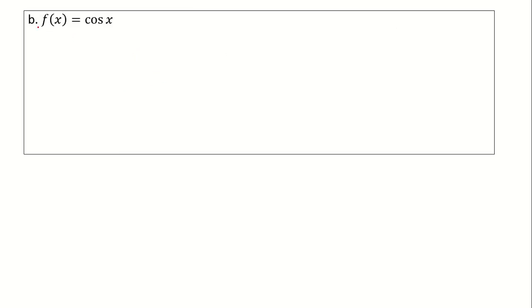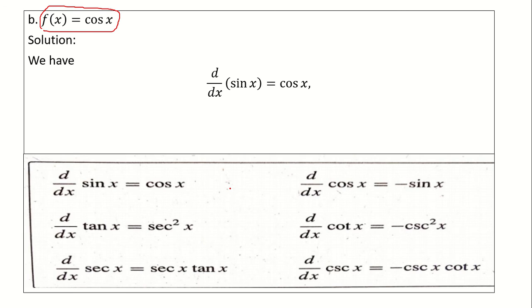Okay, so let's have example letter B. Small f of x is equal to cosine x. So, ngayon, maghahanap tayo ng function na kung saan kapag kinuha natin yung derivative niya, ang lalabas ay cosine x. So let's have the solution. We have the derivative of sine x is equal to cosine x. Okay? The derivative of sine x is equal to cosine x.